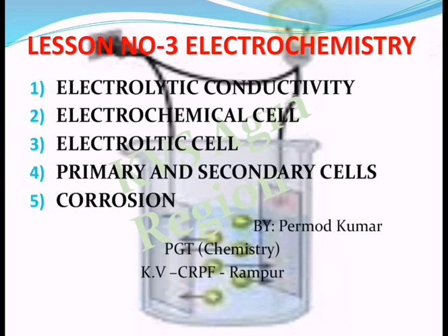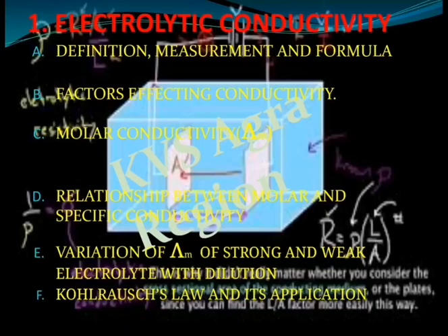Regarding the conductivity, there are several main topics. The first is electrolytic conductivity, then the second is electrochemical cell, then the third is electrolytic cell, the fourth topic is primary and secondary cell, and the last is corrosion. Each topic is further divided into smaller topics. Let's consider the first topic, electrolytic conductivity.